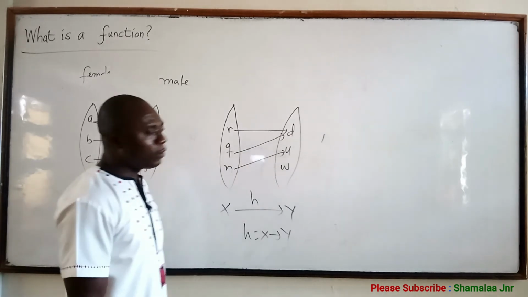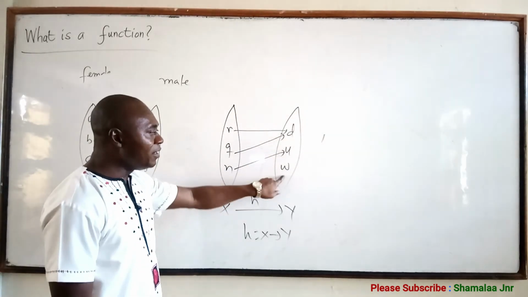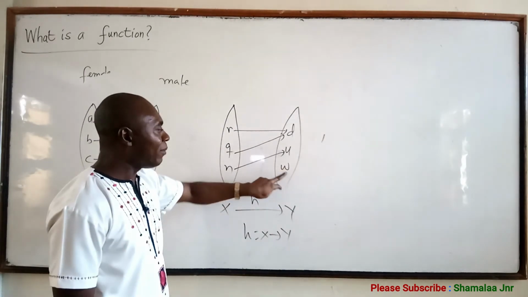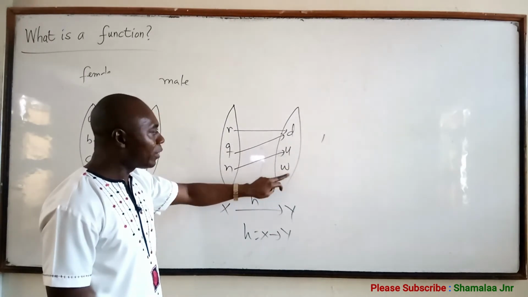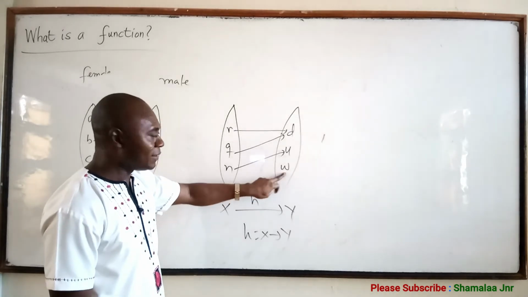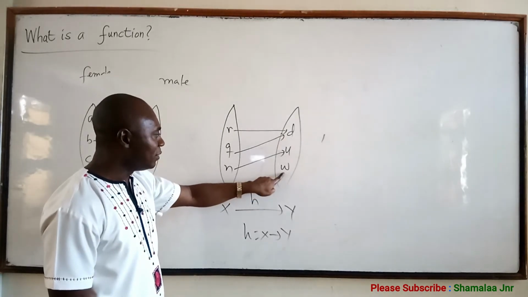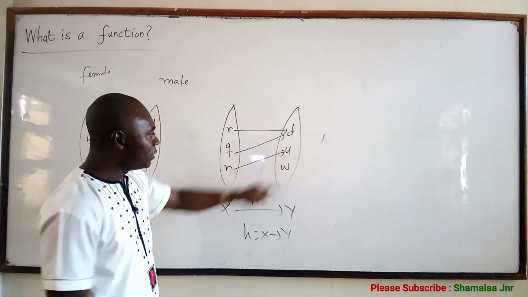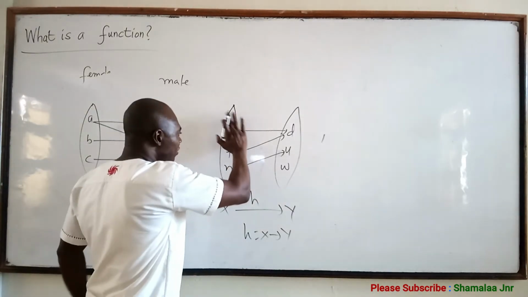N has 1 husband. Yes, there is a man here who doesn't have a wife. You don't care about that man. Do you see it? That does not bother us. We are not perturbed by this one. So we are only interested in the female.